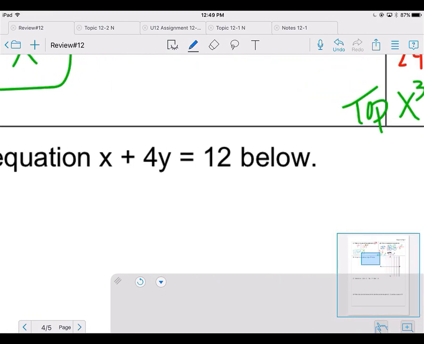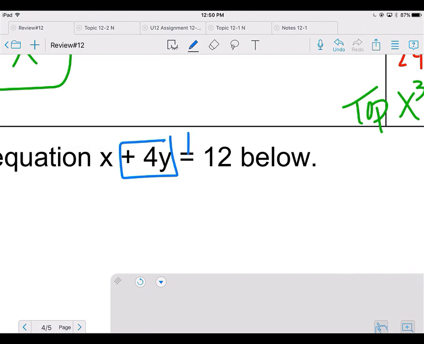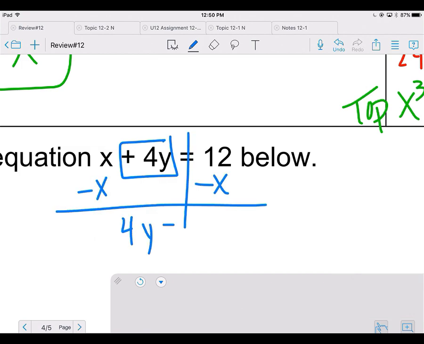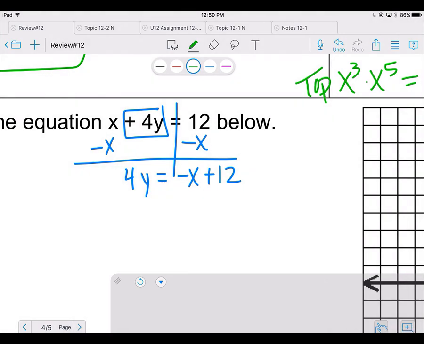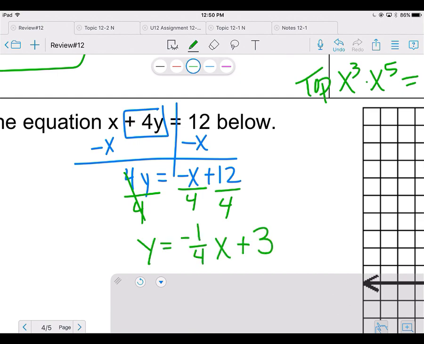26 asks me to graph the equation below. I can't graph until I know what y equals, so I move x to the other side first. Negative x and 12 are not like terms, so I simply rewrite them. And then I divide everything by 4. So y equals negative 1/4 x plus 3.